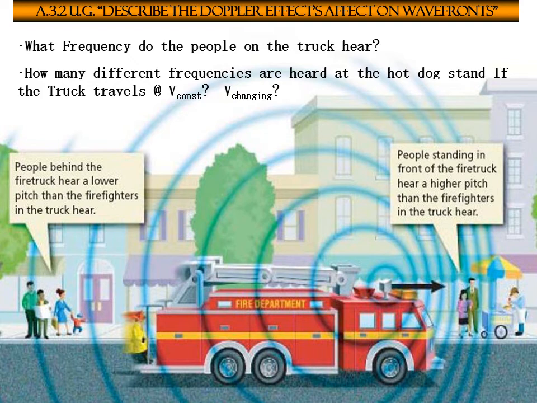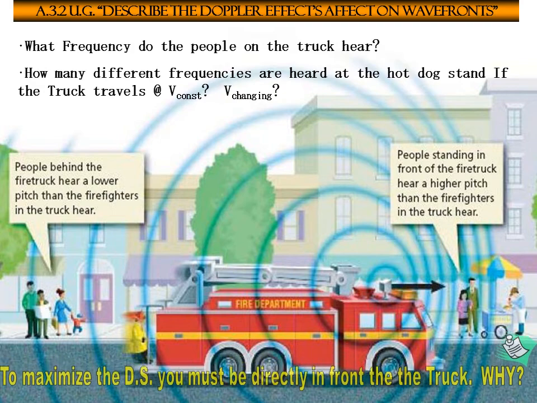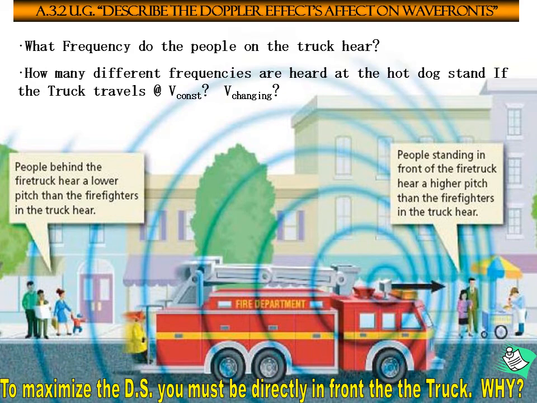Now, in order to really get the most Doppler shift possible, you have to be directly in front of the truck or directly behind the truck. And you think of why. We know that there has to be relative motion between the source of the waves and the observer. So if they're exactly perpendicular to the source of the waves, is there any relative motion? Is the truck coming toward or away?